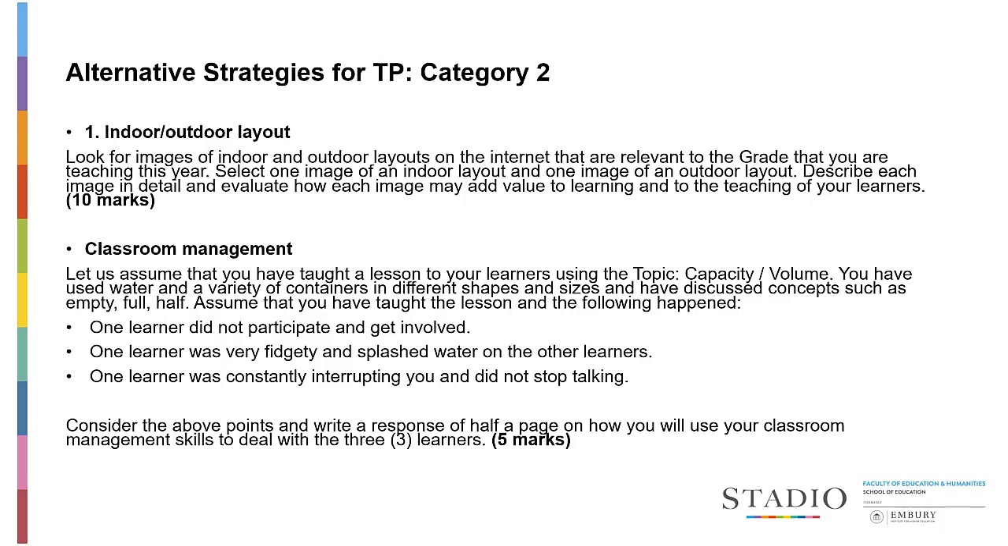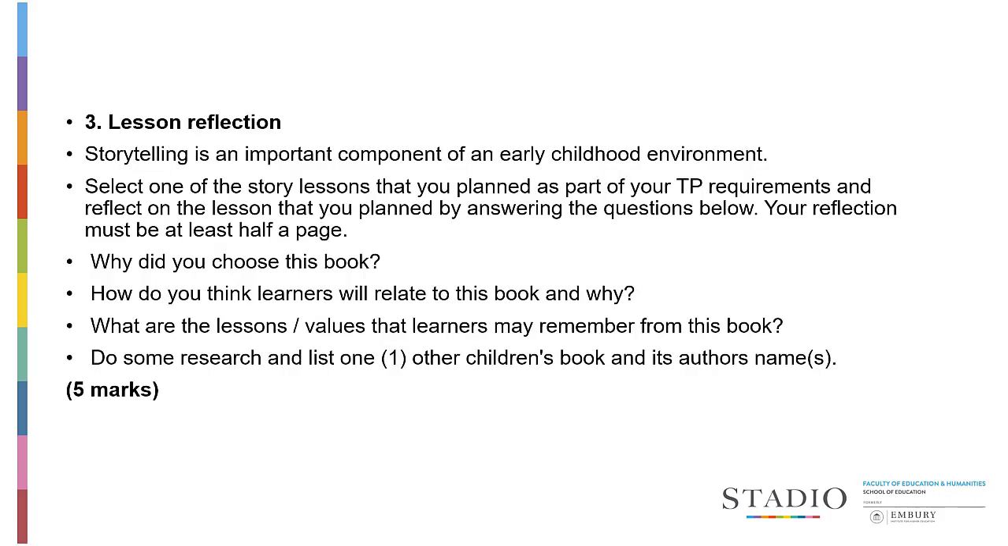1 learner did not participate and get involved. 1 learner was very fidgety and splashed water on the other learners. 1 learner was constantly interrupting you and did not stop talking. Now you need to consider the above points and write a response of half a page on how you will use your classroom management skills to deal with the 3 learners, and that's worth 5 marks.